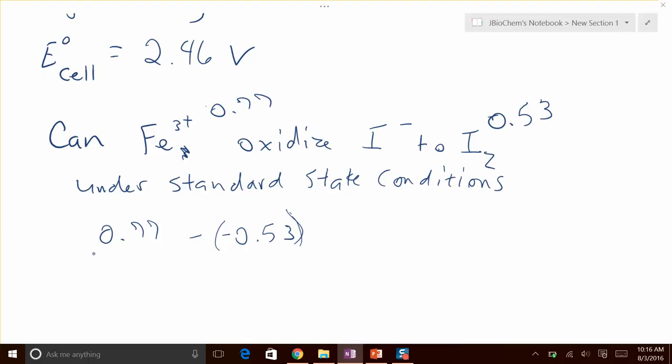So, yeah, it still does. If it's on the chart, it's still going to be the same. Because if it's below it as a positive, it's obviously going to be below it as a negative. So it's going to be the same. But if they ask us to find on the chart what I minus to I2 is, we just switch the sign. Because if it's 0.53 going that way, obviously it's going to be negative 0.53 going the other way.